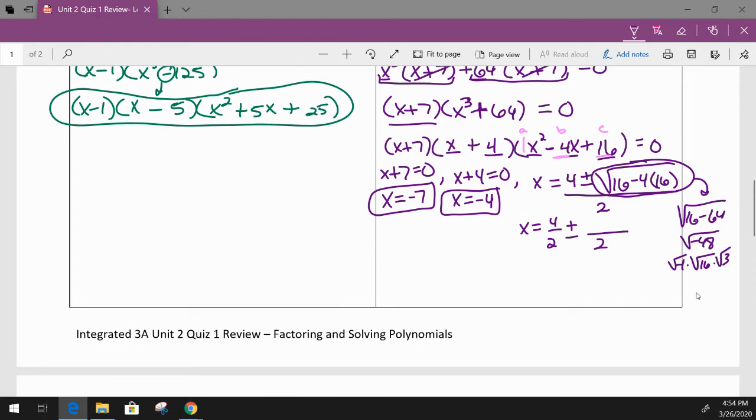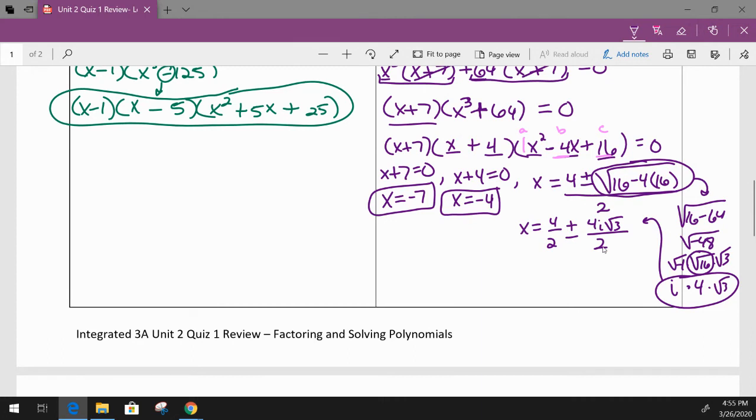Since 16 is a perfect square, take the square root of it, you get 4. The square root of negative 1 is i. The square root of 3 cannot be simplified. So when you put that all together and bring it back up here, you'll have 4i square root of 3, or 4 square root of 3 with the i at the end.